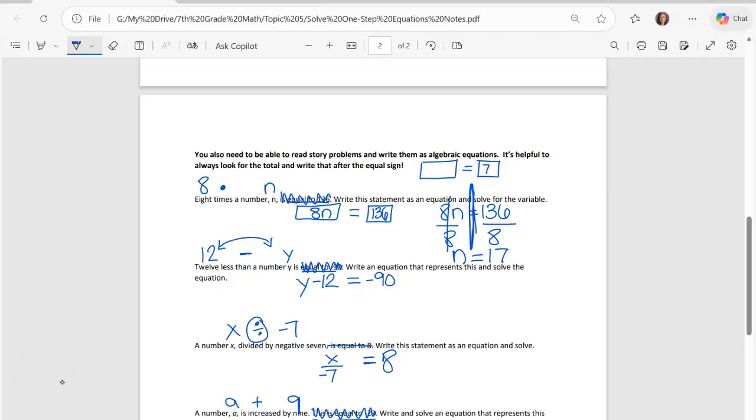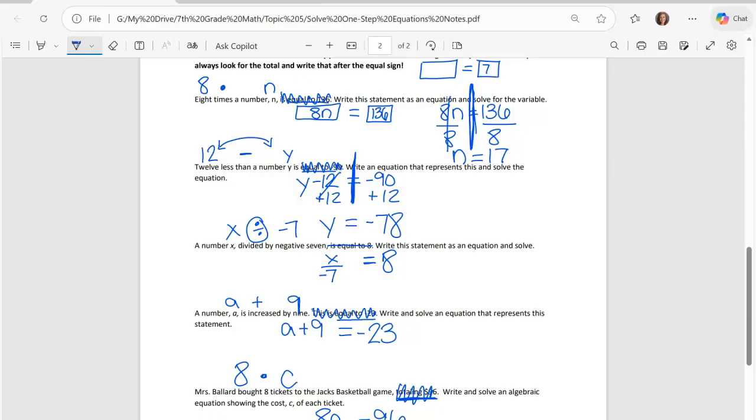Okay, let's do this one. So y minus 12 is equal to negative 90. We're going to draw our line. To get y by itself, we need to do the opposite. We add 12 to both sides. The 12's cancel out. I get y equals negative 90 plus 12, which is going to be negative 78.